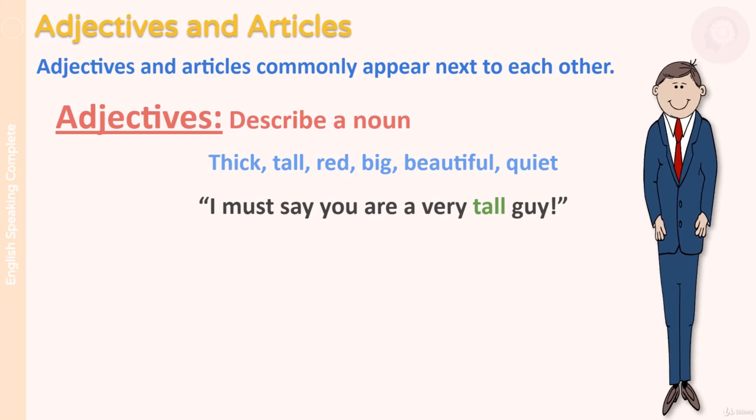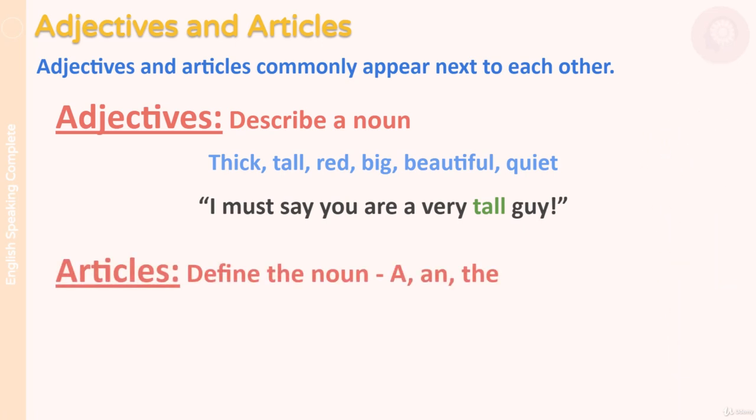Tall is our adjective. Okay, articles, really important that we are accurate in our use of articles because a common mistake made by people learning English. Articles define the noun. They tell us which noun we are talking about. And there are 3 articles that we'll take a look at quickly. A, an, and the.